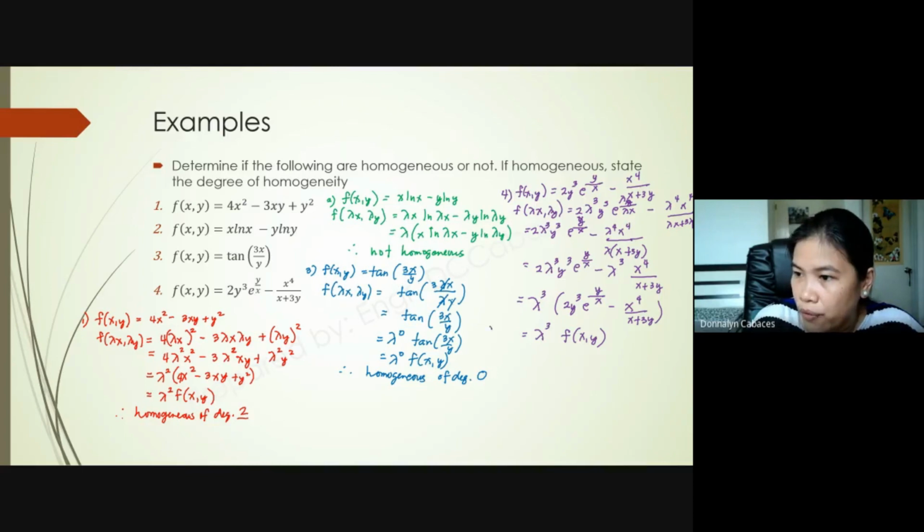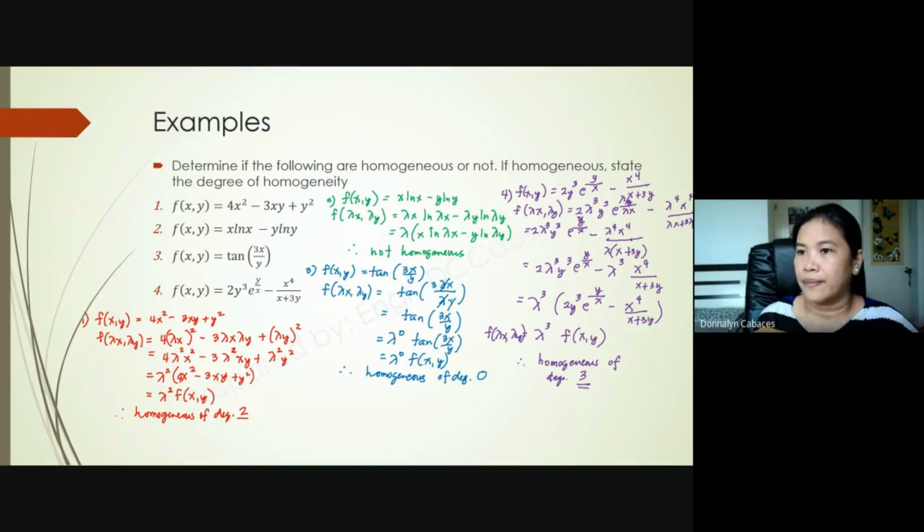So this is again our function of λx and λy. And therefore, the given function is homogeneous of degree 3. That is the test for homogeneity. If the given terms of the differential equation can be evaluated whether it is homogeneous or not by inspection, you can do that by inspection. But for those terms with transcendental functions, it is necessary for you to do the test for homogeneity. Okay?